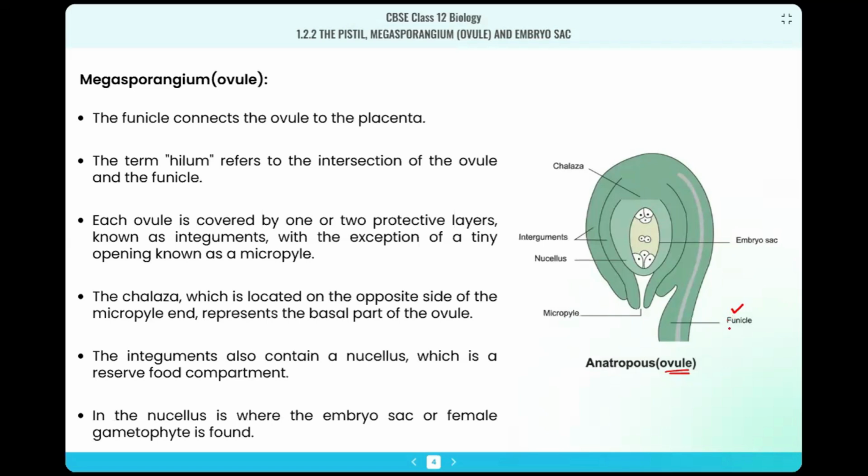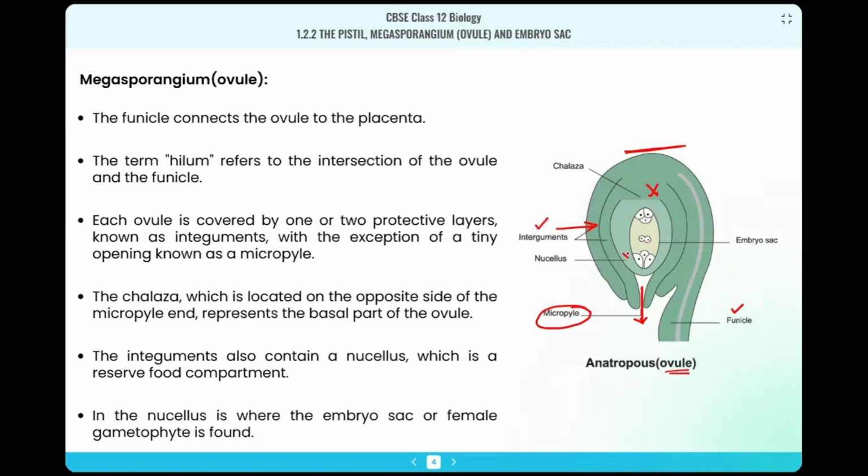Now, each ovule is covered by one or two protective layers. So, you can see here they are the integuments. With the exception of a tiny opening, so here you can see a small opening over here, this is called a micropyle. Now, the chalaza, which is located on the opposite side of the micropyle end, represents the basal part of the ovule.